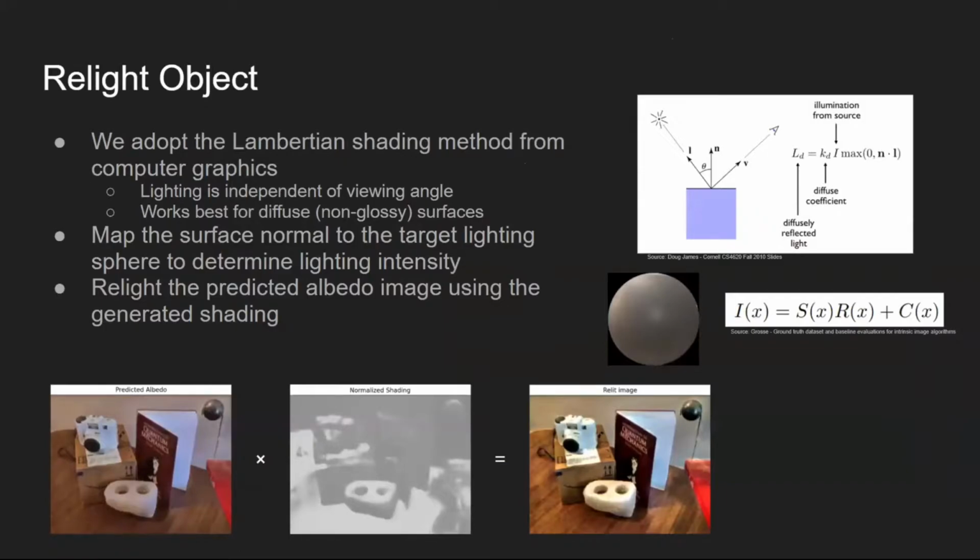In order to relight the objects in our scene, we use the Lambertian shading method from computer graphics. And in the top right here, you can see that the lighting intensity depends only on the surface normal and the direction of the light, so it's completely independent of the camera. This means that if the lights are far enough away from the object, we can pre-compute the lighting intensity as shown on this gray sphere. And by mapping the surface normals to the lighting sphere, we can generate the shading image, which dictates how bright or how dim each pixel in the image is going to be. And we can get the final relit image by multiplying the shading image times the albedo.